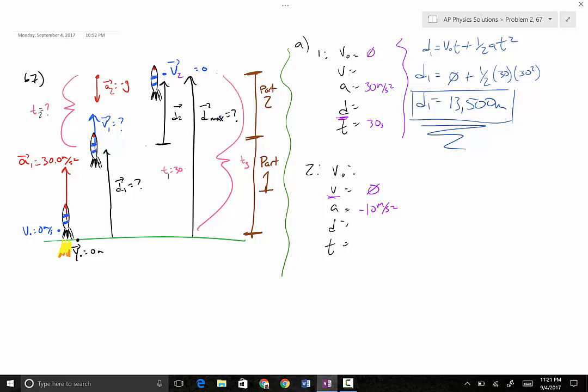To solve a VOVAT, I need 3 things, so I still need one more bit of information. I think the best place to get it is the initial velocity, which I can find because it's going to be the final velocity of the rocket just before its fuel gets cut off.